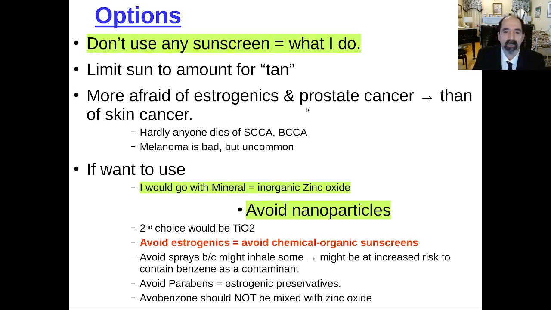Okay, now we're going to talk about what do I actually do? What do I actually think is the best thing to do? I don't wear any sunscreen. I don't need to go to the beach and rub stuff on myself and sit around all day. All right, I know a lot of people like doing that. And I know people sometimes go on vacation to a sunny place.